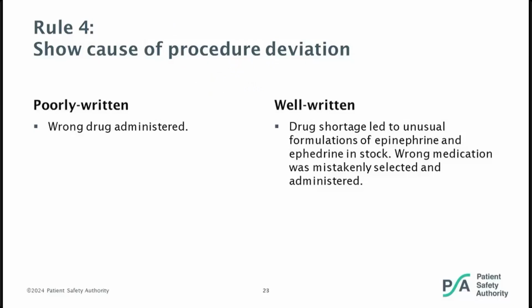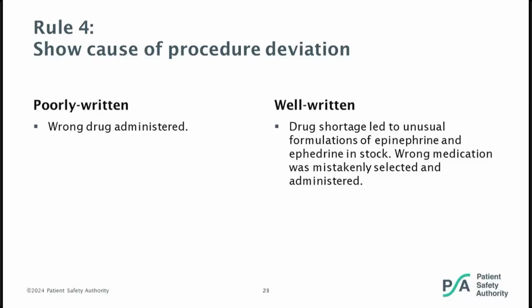We want to show the cause of the procedure deviation. Wrong drug administered, that tells me nothing. Why was the wrong drug administered? What happened? Why didn't we follow the 5 rights? What happened? The 5 rights were there. Well, we had a drug shortage that led to unusual formulations of epi and ephedrine in stock. Wrong medication was mistakenly selected and administered. So that gives us our why did we pick the wrong medication?